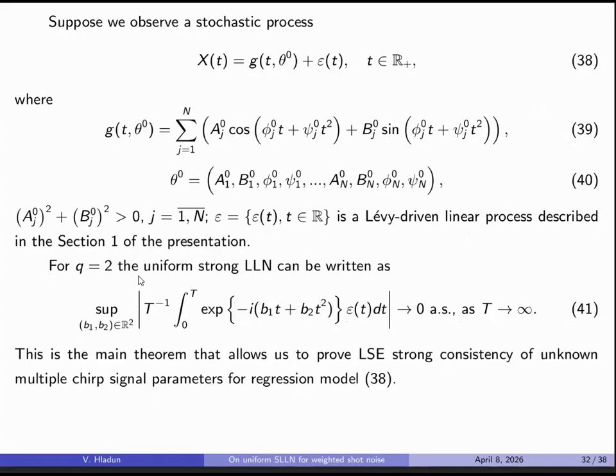For q equals 2, the uniform strong law of large numbers can be written as in formula 31. And this is the main theorem that allows us to prove the least squares estimate strong consistency of unknown multiple chirp signal parameters for regression model 38.